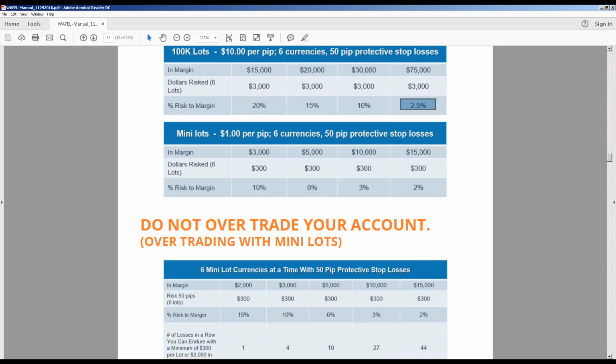If I'm trading with mini lots, which roughly equal $1 a pip, and I'm trading with 6 currency pairs, and I have a 50 pip protective stop, and I have $3,000 in my account, and I'm risking $300, I'll be risking 10%, which is overexposing. So I would rather make sure that I have $15,000 in my trading account, so that if I'm risking $300, I'd be risking 2%.